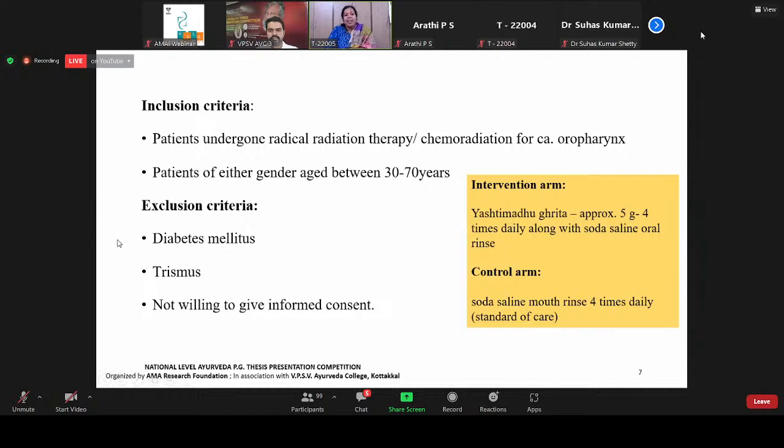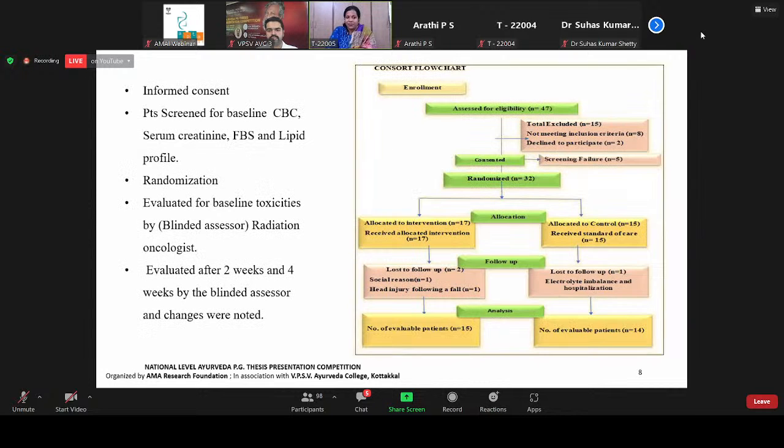CTRI. These are my inclusion criteria: the patients who underwent radical radiation therapy or chemoradiation for CA oropharynx, and patients of either gender aged between 30 to 70 years. My exclusion criteria were diabetes mellitus, trismus, and not willing to give informed consent. Those in the intervention arm were advised to apply Eshtimadughrida, approximately 5 grams, with their index finger 4 times daily, along with the standard of care, that is soda saline oral mouth rinse.